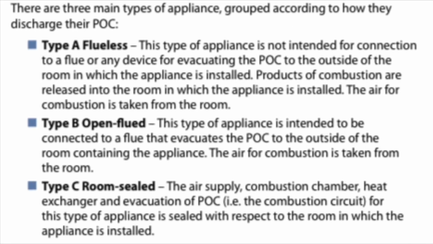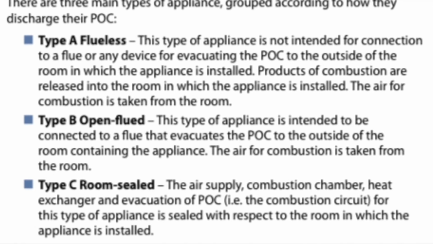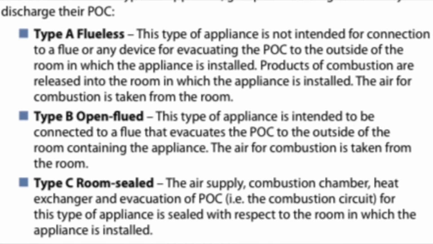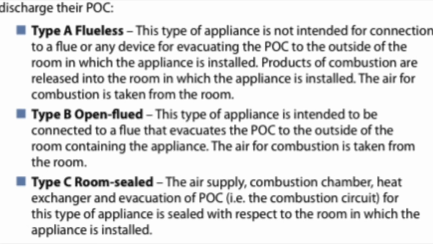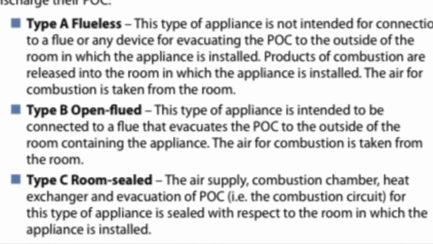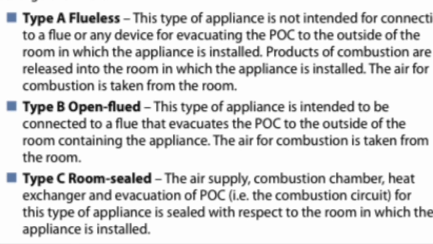So let's have a look at these type B open flued appliances. These types of appliances are intended to connect to a flue that evacuates the products of combustion to outside the room containing the appliance. The air for combustion is taken from the room. So these are mainly boilers and space heaters, or what we like to call them, fires.